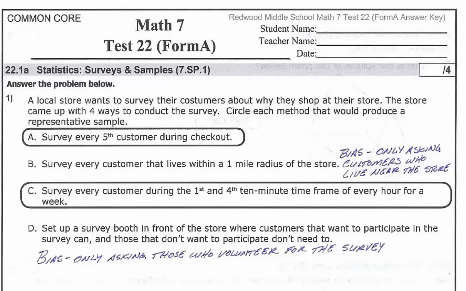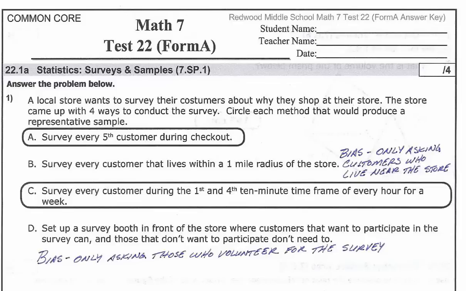Set up a booth in front of the store where the customers who want to participate can come, and those who don't want to participate don't have to come by. Well, anytime you're looking at sampling, there's a bias when you get only people who volunteer, only people who walk over to where you are. Again, they may not represent everybody. Maybe these are people who are just happy to see you, and they're going to tell you whatever they think you want to hear. So you really don't look at that as being a good sample.